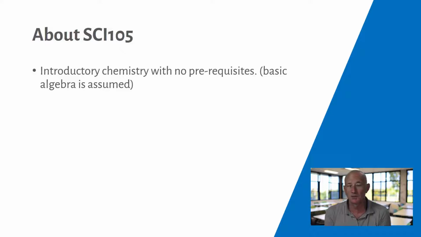Basically, I'm assuming that your level of mathematics is at least around year 9, year 10 level when it comes to things like algebra. Look, at the end of the day, chemistry is a science. Part of the language of chemistry is mathematics, and it's important that you be able to use a few mathematical formulae and actually be able to manipulate them in some fashion. So I've got to start from somewhere.